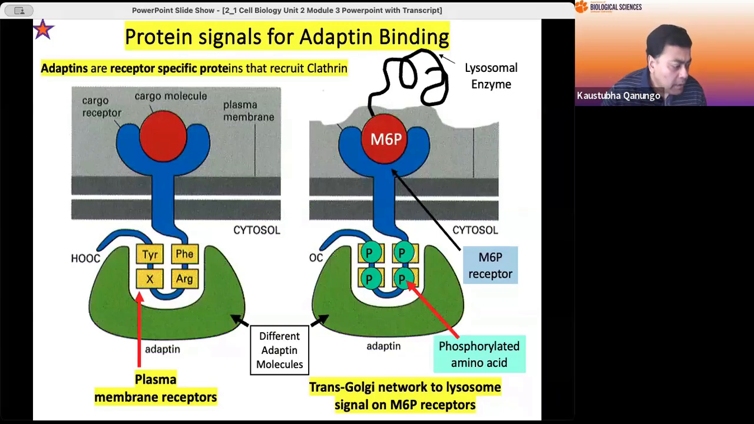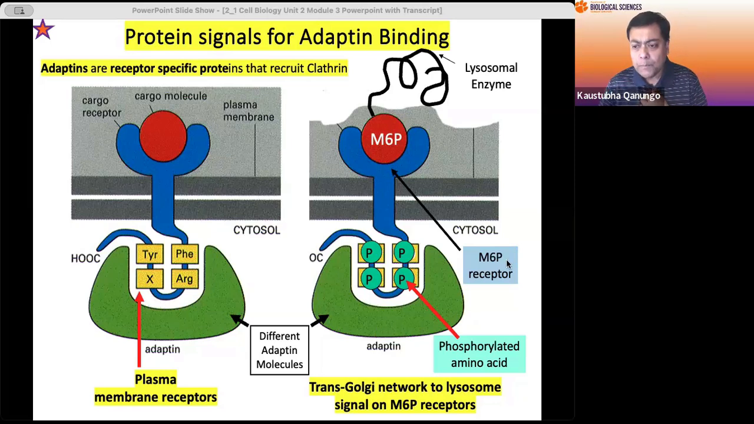So here, the protein signals for the adaptin binding. We are looking at how these bindings actually take place. This is a plasma membrane receptor. If any cargo is bound to a plasma membrane receptor, the receptor has the following sequence: phenylalanine, arginine, X, tyrosine. You do not have to memorize it, but it is a sequence like this that binds to a specific adaptin molecule, and this adaptin molecule will bind to the clathrin, and this will go to the endosome.